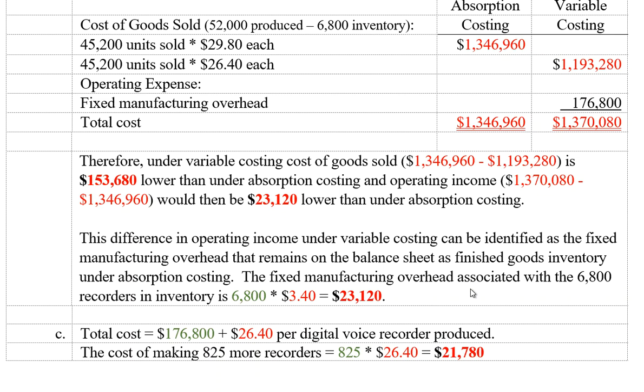The fixed manufacturing overhead associated with 6,800 recorders in inventory is the 23,120. Now look how they got this. They took the 6,800 that is in ending inventory and multiplied it times that fixed amount that we calculated. So we still get the 23,120.